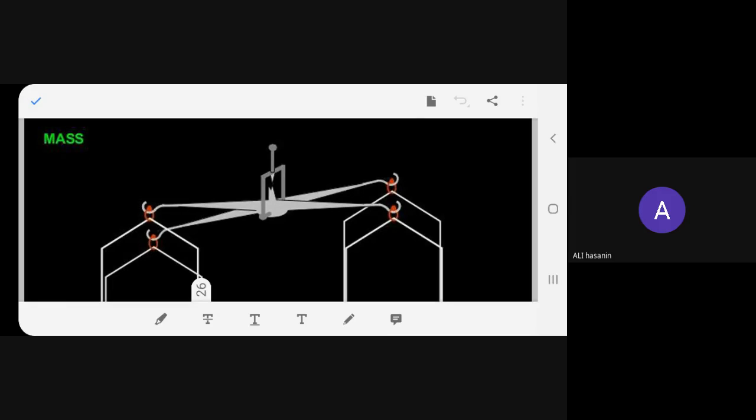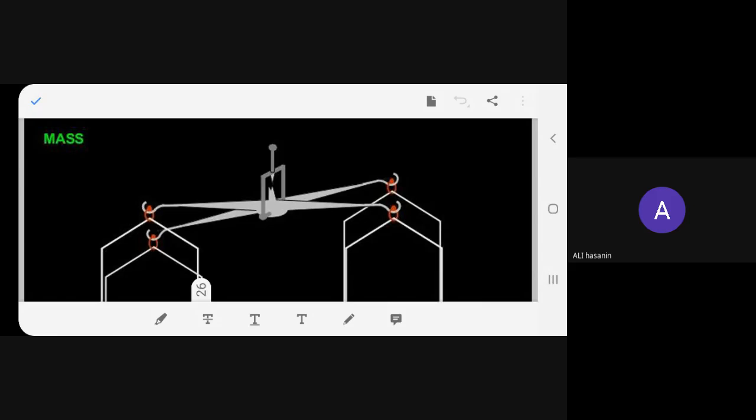Very important: the mass of an object remains the same whether it is on the earth, on the moon, in space, anywhere in the universe or anywhere in the world. But when we talk about weight, what works over there? Gravity. You got my point? Mass is minus gravity, weight is plus gravity. That is the difference. You understood? No, ma'am.